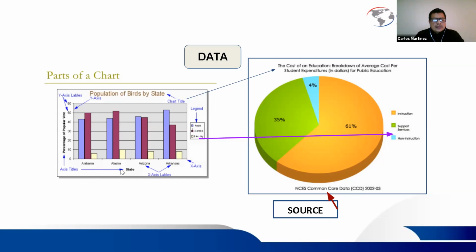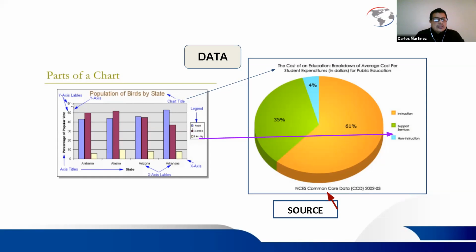For example, what does the x mean? In this case, the x means state. What does the y mean? It represents the percentage of popular votes. Okay, so each axis has its name, and these are called the axis titles.